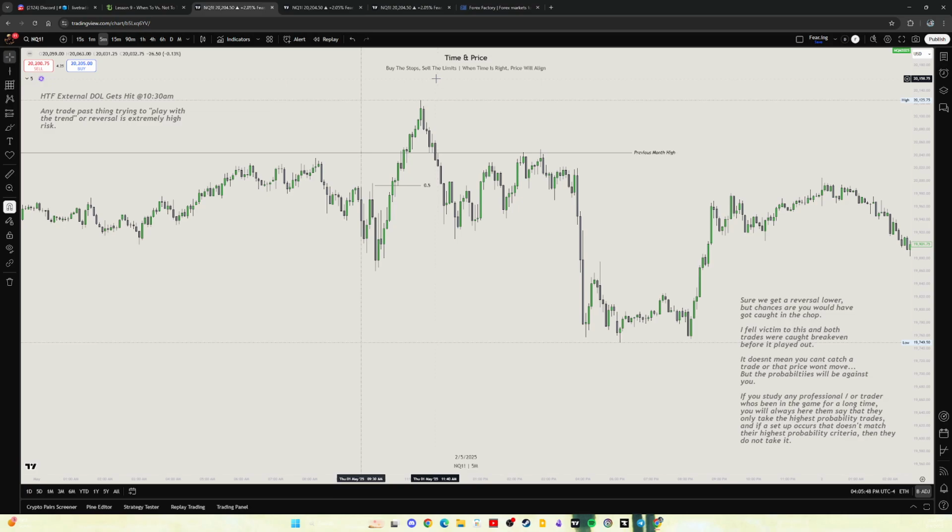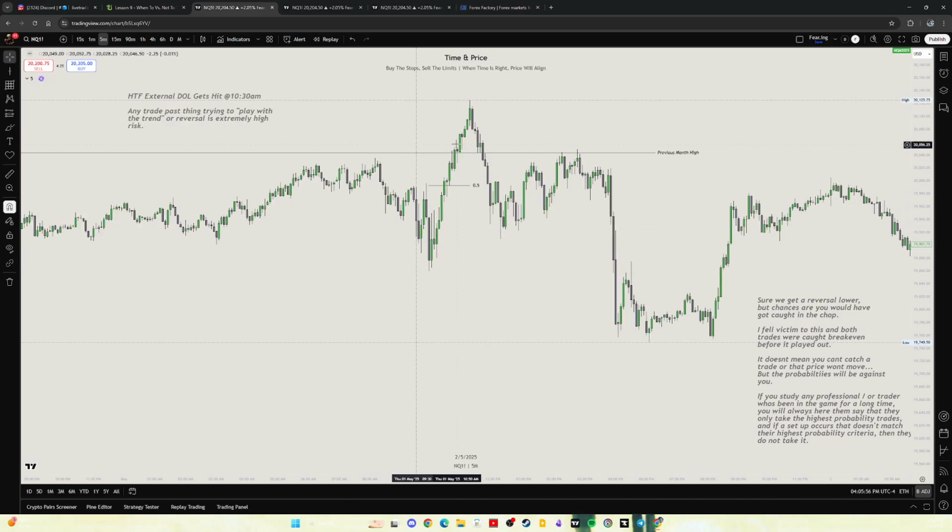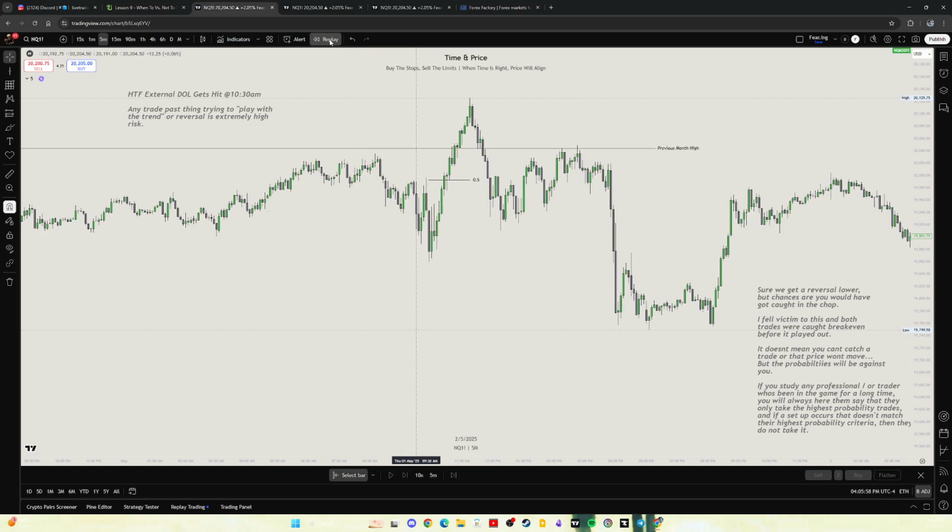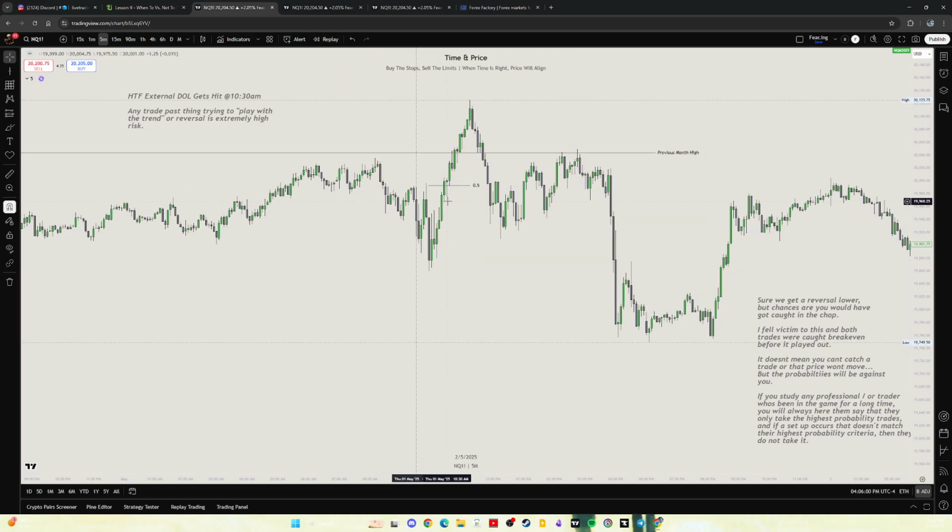And what's even higher risk is trying to trade the reversal, because at this point, every single time frame is bullish. The 1 minute time frame was bullish back here, the 5 minute, the 15 minute, the 1 hour, the 4 hour, the daily, the weekly, all those time frames are bullish at that point. So trying to perfectly predict the reversal is just setting yourself up for failure.